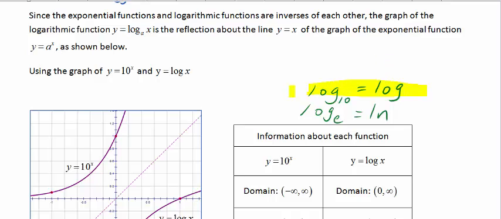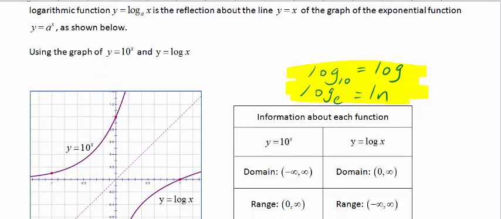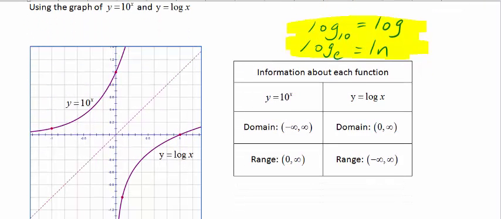Log base 10 is just going to be written log, and log base e is going to be just written natural log. What they did now is graph them for you so that you could see that, yeah, they're inverses of each other. Remember, inverses just switch the x and y values, so they reflect over the line y equals x.